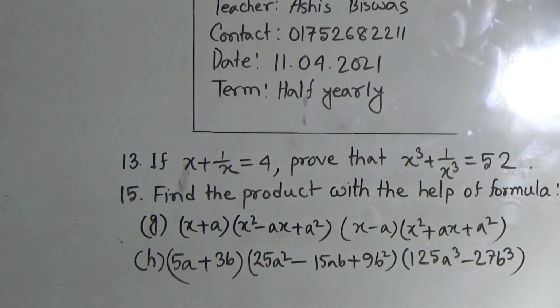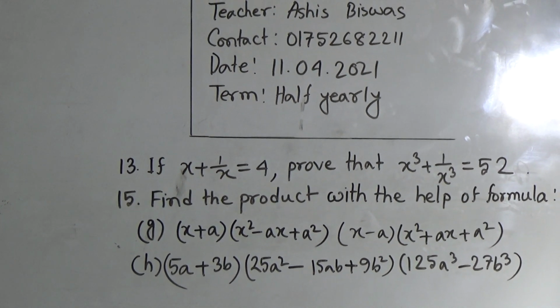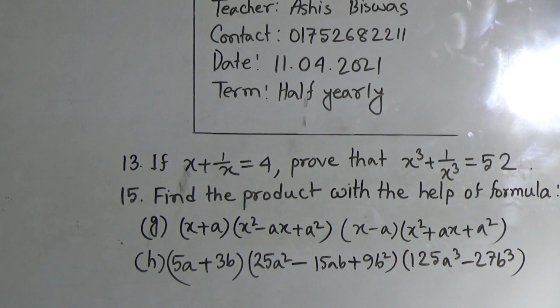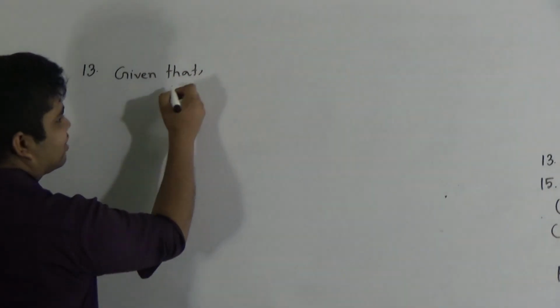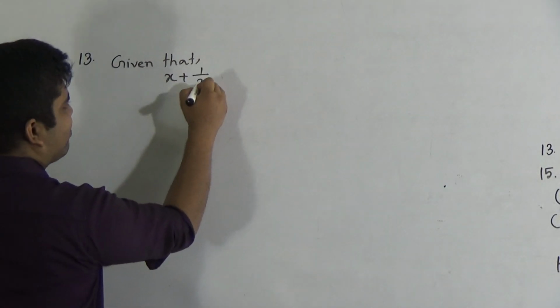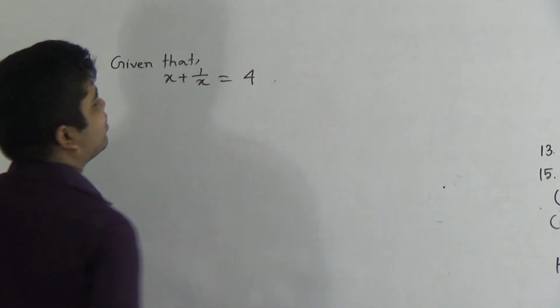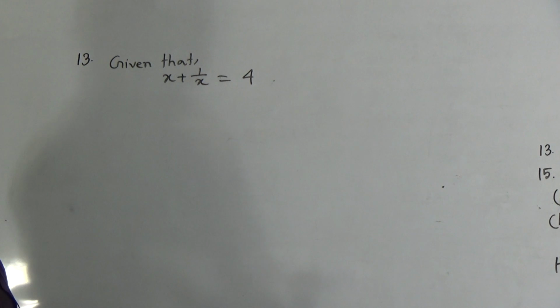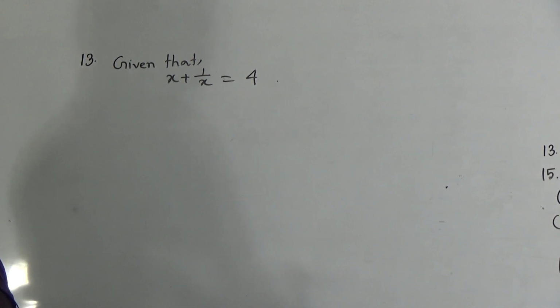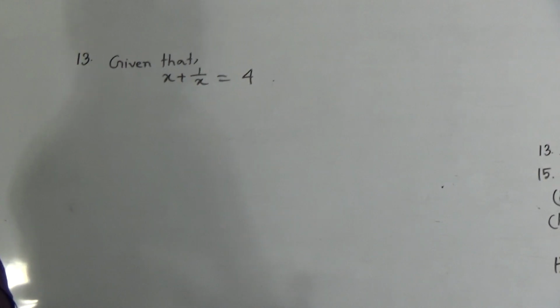Question number 13. When we solve such type of math, you must write given that. Given that x plus 1 by x equals 4. Now we shall prove the left hand side. That means we shall solve the left hand side and make 52. If 52 comes, then our solution is done. That means our proof is done.